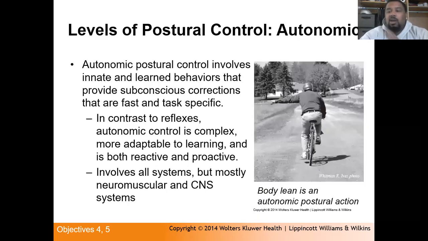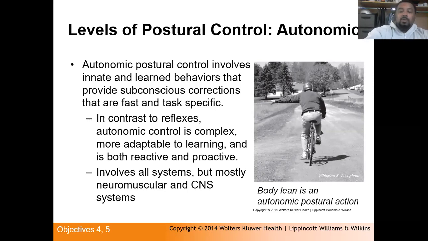Automatic. I think automatic is the one that most of us do subconsciously. Automatic postural control involves innate learned behaviors that provide subconscious corrections that are fast and task specific. We all have things that we do that are innate, that we've already learned and that we just never forget.